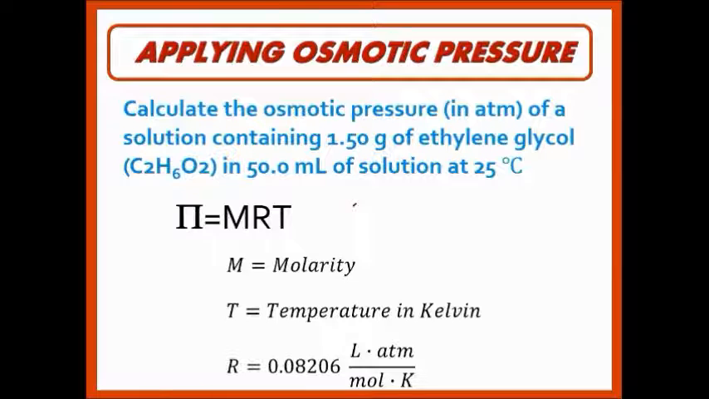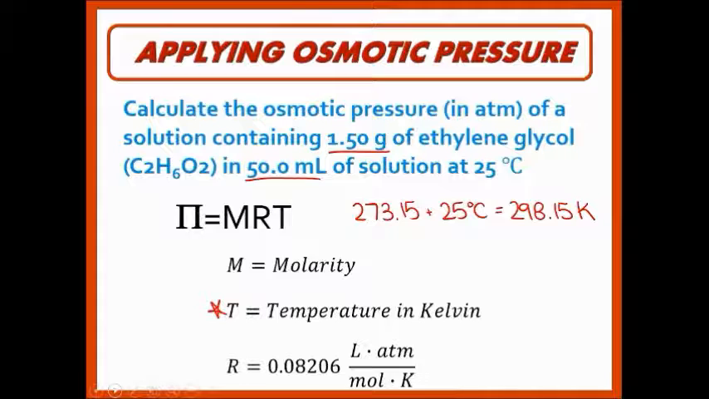You may recall that adding 273.15 to a temperature in degrees Celsius will convert the temperature to Kelvin. Therefore, the temperature in Kelvin is 298.15. We are not provided the molarity in the problem. Therefore, we must use the information given to calculate the concentration. We know that 1.50 grams of ethylene glycol is dissolved in 50 milliliters of solution. With this information, we can calculate the molarity.